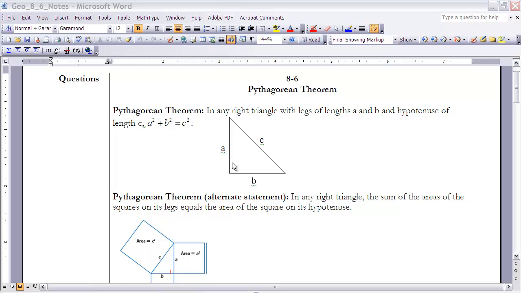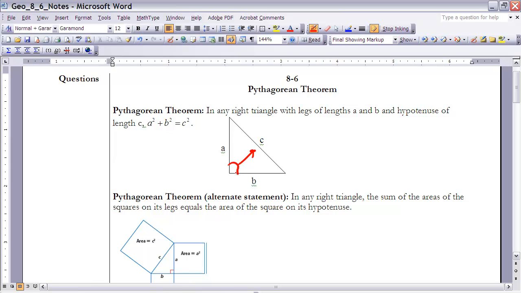And it just says in any right triangle, so we're dealing first of all with right triangles like I have drawn here, with legs of length A and B, and I have hypotenuse of length C. And remember, the hypotenuse is always opposite the right angle. So if this is my right angle here, then C, the hypotenuse, has to be opposite it. Then the Pythagorean theorem says that if I square the two legs and add them together, a squared plus b squared, it will always be equal to the square of the hypotenuse.